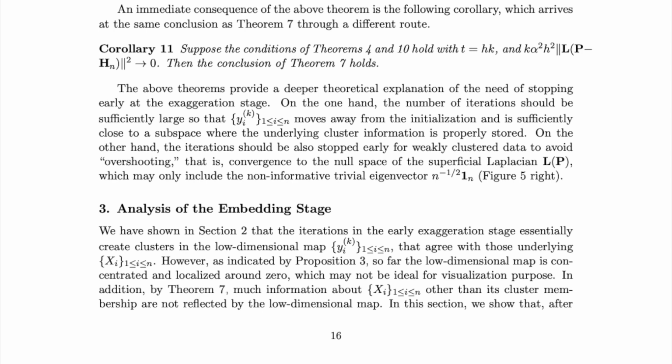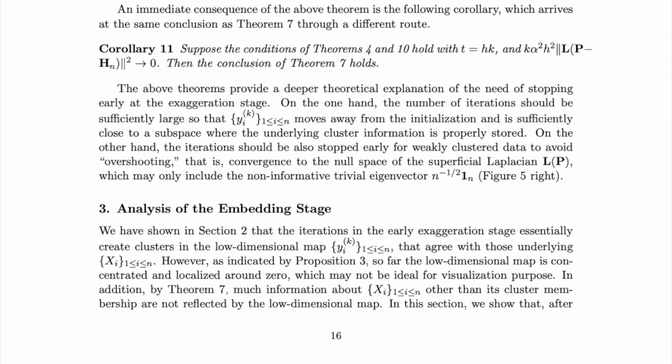3. Analysis of the embedding stage. We have shown in Section 2 that the iterations in the early exaggeration stage essentially create clusters in the low-dimensional map y_i^(k), 1 ≤ i ≤ n, that agree with those underlying x_i, 1 ≤ i ≤ n. However, as indicated by Proposition 3, so far the low-dimensional map is concentrated and localized around 0, which may not be ideal for visualization purposes. In addition, by Theorem 7, much information about x_i, 1 ≤ i ≤ n, other than its cluster membership, is not reflected by the low-dimensional map.